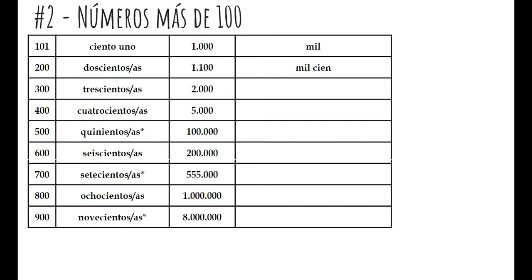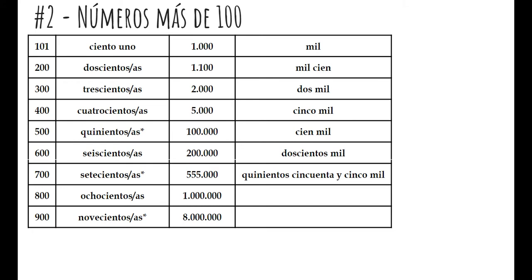1,100, for example, would be mil cien. 2,000 is going to be dos mil. 5,000, cinco mil. 100,000, cien mil. 200,000, doscientos mil, or doscientas mil. It has that other feminine option. You've got 555,000, quinientos cincuenta y cinco mil. So you can see how these can all be built on each other.